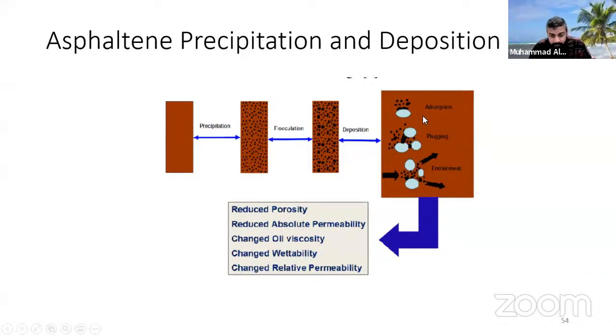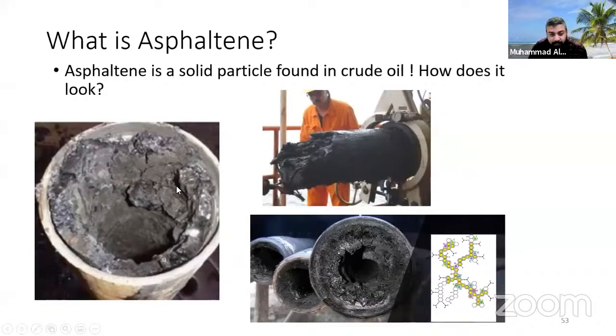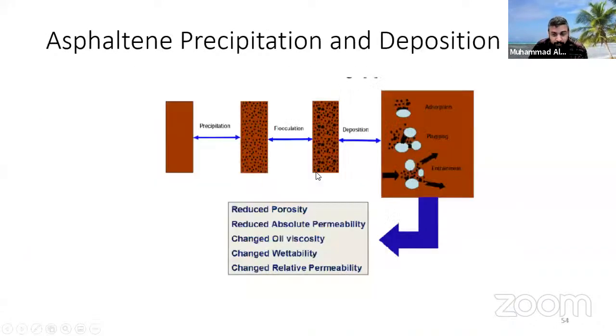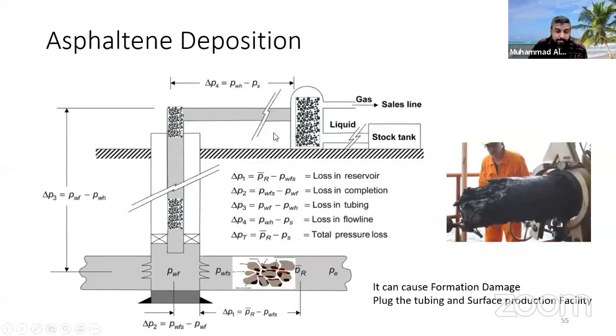Viscosity is increased, porosity is reduced, permeability is reduced, relative permeability is changed. So asphaltene, after it precipitates in the pipeline, can go in this kind of form. In the reservoir, it can cause this kind of plugging, and so on. So it's really a big problem.